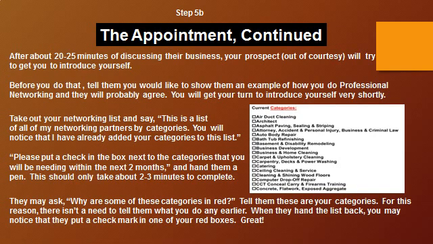Take out your networking list and say, "This is a list of all of my networking partners by categories. You will notice that I have already added your categories to this list. Please put a check in the box next to the categories that you will be needing within the next 2 months," and hand them a pen. This should only take about 2 to 3 minutes to complete.